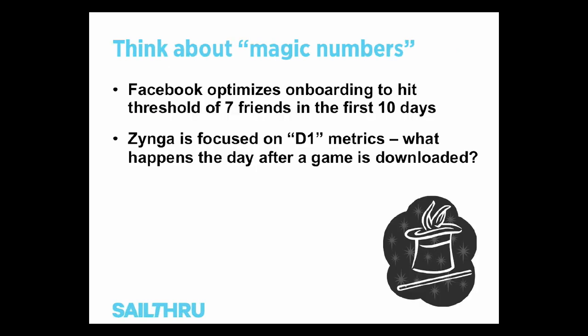So next, with regards to activation, I'd encourage people to think about what's often called magic numbers. Magic numbers are basically the tipping point at which you define a user as being truly engaged in your product. For example, Facebook knows that a user is going to be sticky for them in terms of frequency of use when they've achieved 7 friends in the first 10 days that they're a member on Facebook.